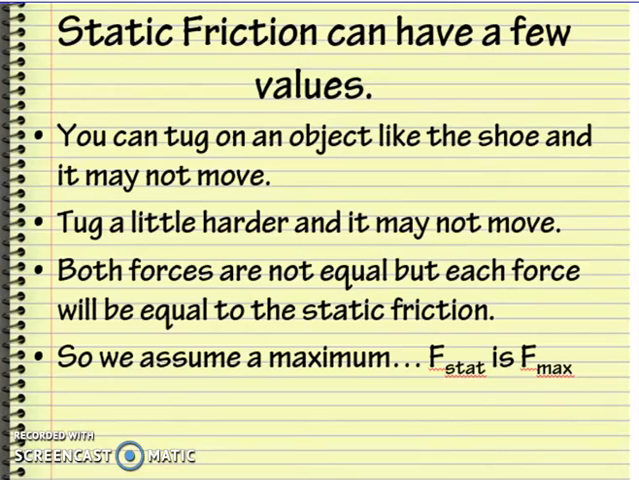Okay, static friction can have a few values. You can tug on an object like a shoe and it may not move, because that static friction is holding it there. Sometimes I think about how we get products to stay up in a certain situation: we're using static friction to hold it there. You may tug a little bit harder and it may not move, because you haven't overcome it yet. Both forces are not equal, but each applied force will be equal to static friction. So we can assume that the maximum force on this is the static friction. It's always greater than the kinetic.